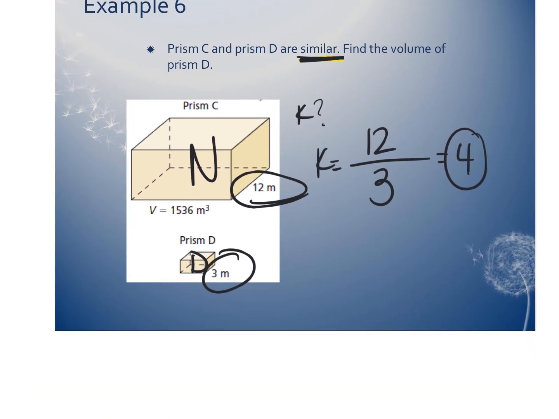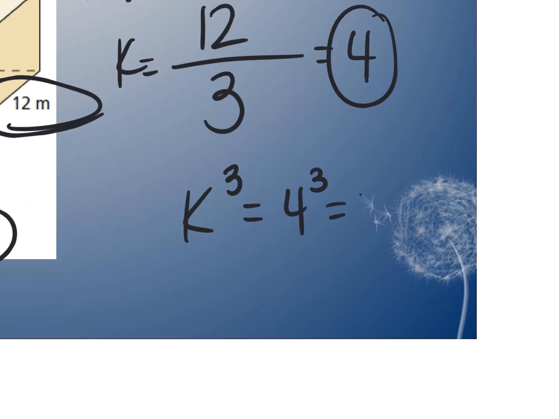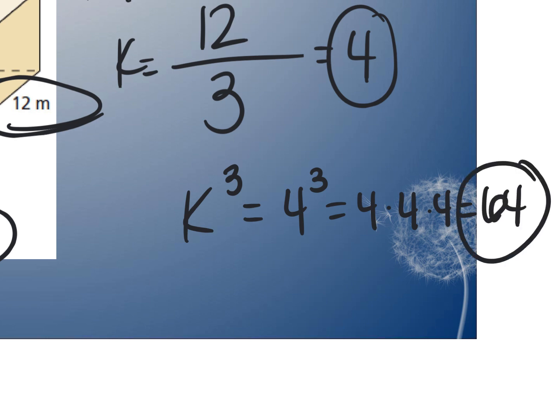So now we take this scale factor and we're not going to use its value. We're going to raise it to what power? The 3rd power. So we're going to take 4, raise it to the 3rd. That's saying 4 times 4 times 4, which is 64. Very good. So now this is the value that I'm going to use. This 64 is what's important.